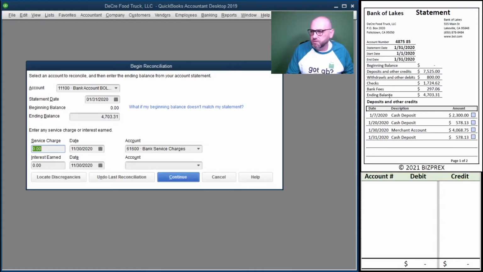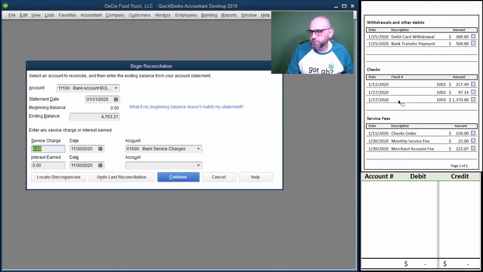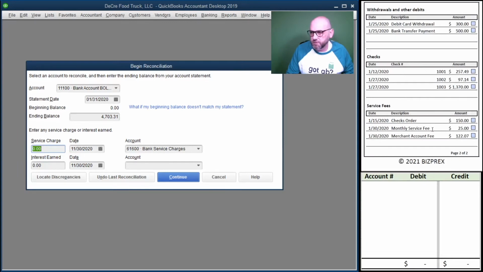Alright, let's see. This is another opportunity for us to enter service charges or fee charges. In this case, we have a monthly service fee. We could enter it now. I think we should do that so that, again, we have a better understanding of what's going on behind QuickBooks interfaces. QuickBooks is great at making user-friendly interfaces and very convenient, but again, I want to make sure that we understand what's going on behind those interfaces.